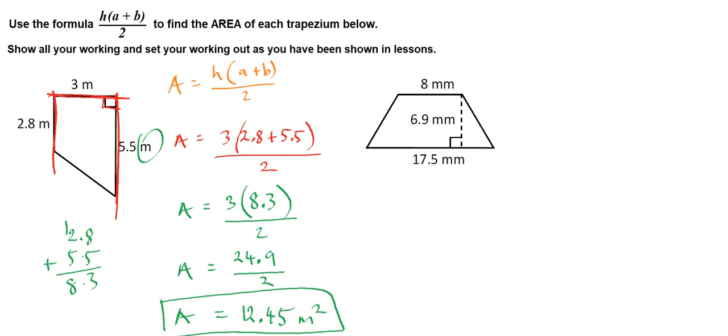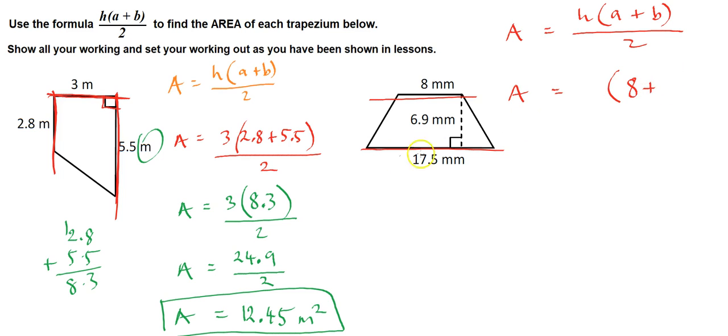And for the second one, similar process. Area equals height times A plus B, and we divide that by 2. So area equals, let's do some substitution here. Here are the parallel lines, so it'll be 8 plus 17.5, and we multiply that by the height, which is 6.9 divided by 2.